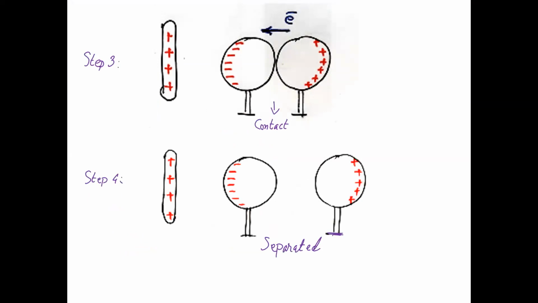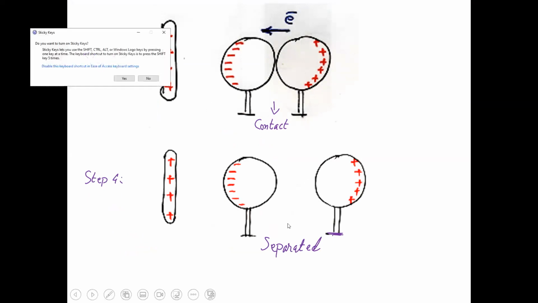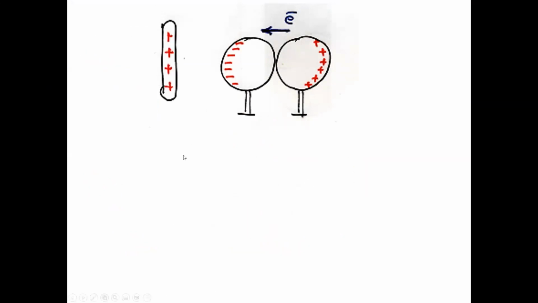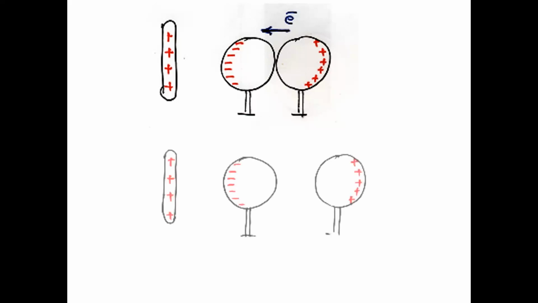Step number 3: I have touched the two spheres. On touching, electrons transfer, and one sphere is predominantly negative. Then I remove the spheres after touching. The rod is still there. The rod will be holding negative. So these are the two further steps. Copy them. You have to copy them.